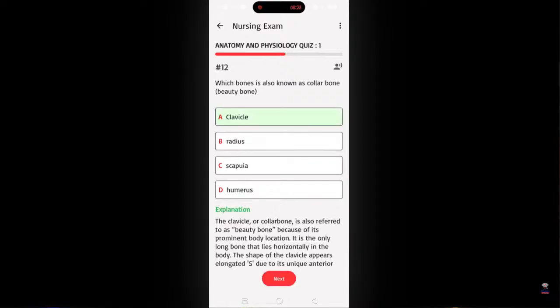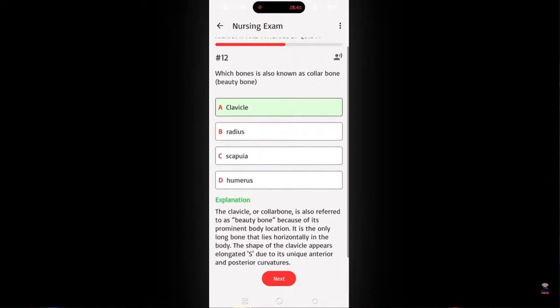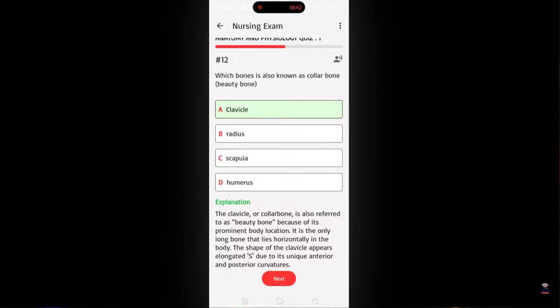Correct answer. The clavicle, or collarbone, is also referred to as beauty bone because of its prominent body location. It is the only long bone that lies horizontally in the body. The shape of the clavicle appears elongated, due to its unique anterior and posterior curvatures.